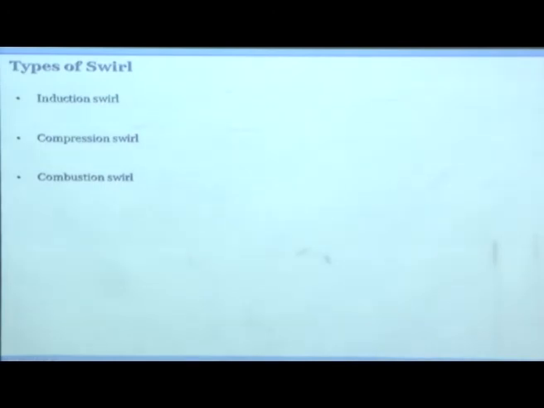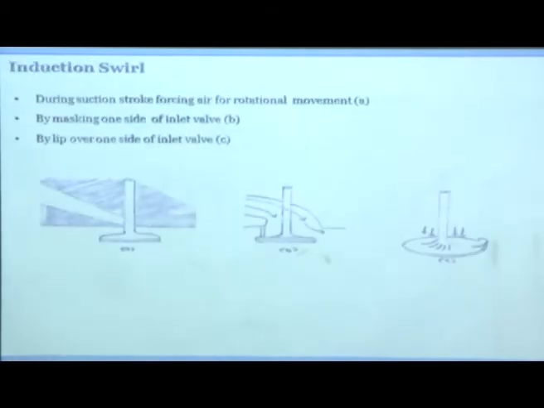So there are three types of swirl. One is the induction swirl, the other one is compression swirl, and the third one is combustion swirl. So in the first, induction swirl, that means the swirl is actually generated by the intake manifold or by the intake system. So how is it generated? Suppose you have a manifold which is tilted. So when the air comes in, it will come in this direction and then it will follow the cylinder walls.